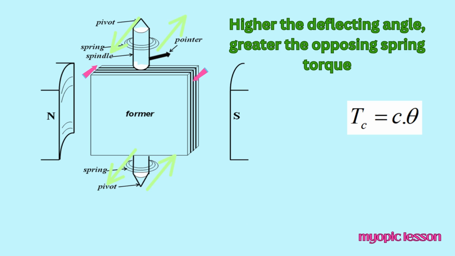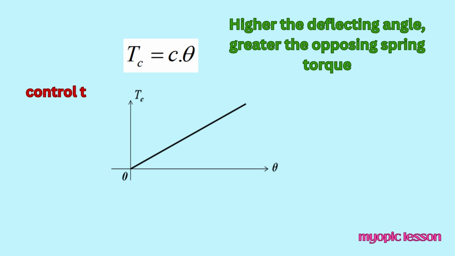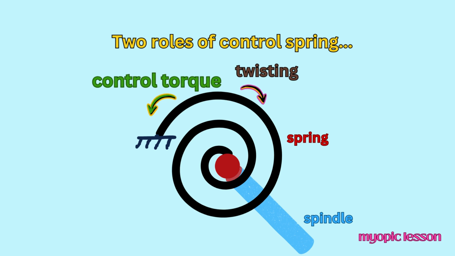This torque, Tc, called control torque, is produced by a pair of springs attached to the spindle on both sides of the former. As the deflecting angle theta increases, control torque Tc increases. When the coil former assembly deflects, springs get twisted and deformed. As a result, it exerts an opposite torque Tc.